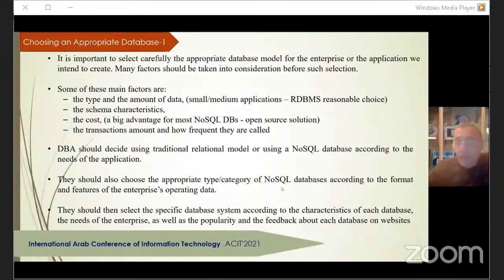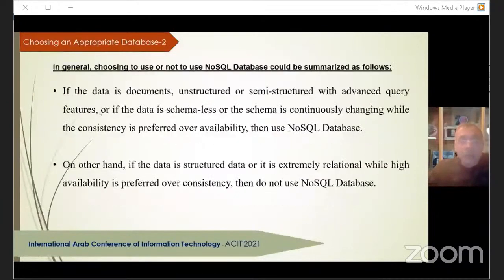They should also choose the appropriate type or category according to the format and features of the enterprise. They should then select the specific database system according to the characteristics of each database they need for the enterprise, as well as the popularity and the feedback about each database on websites. In general, if the data is document, unstructured or semi-structured with advanced query features, or if the data is schemaless or the schema is continuously changing, while consistency is preferred over availability, then use a NoSQL database. On the other hand, if the data is structured or extremely relational, while high availability is preferred over consistency, then do not use a NoSQL database.